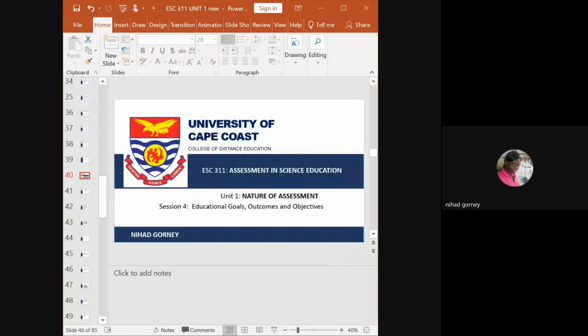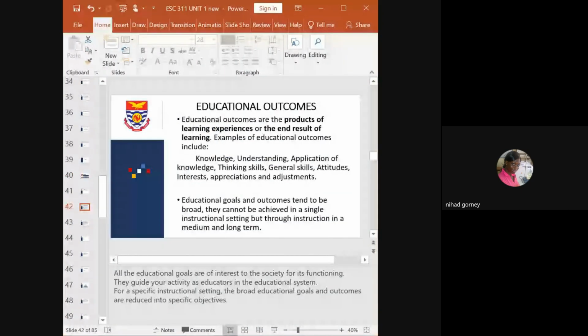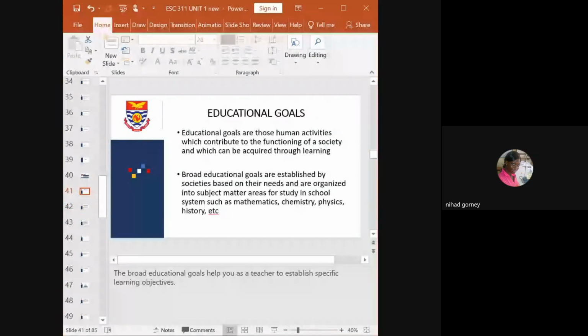Now I want to look at educational goals, their outcomes and objectives. And this part, we are taking from our old syllabus. What are educational goals? Basically, in general broad terms, educational goals are those human activities which contribute to the functioning of a society and which can be acquired through learning.